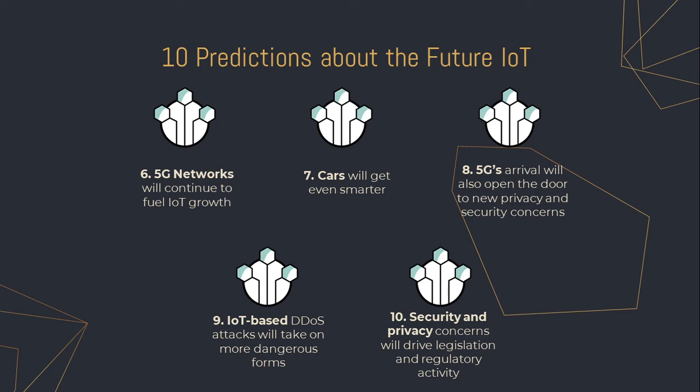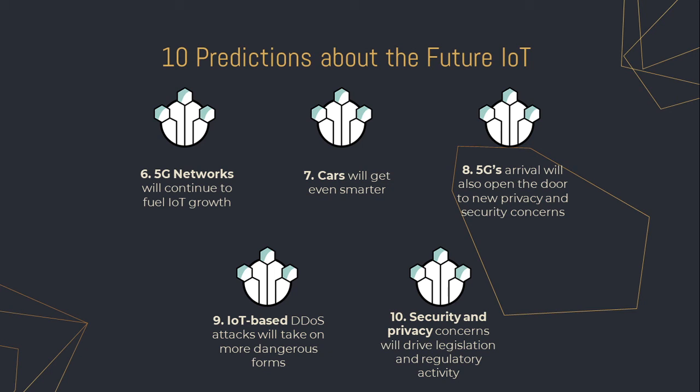Okay? 7 is cars. Cars will get even smarter. The arrival of 5G will shift the auto industry into a higher gear. The development of driverless cars as well as the connected vehicles already on the road will benefit from data moving faster. You might not think of your car as an Internet of Things device, but new cars will increasingly analyze your data and connect with other IoT devices, including other high-tech vehicles on four wheels.